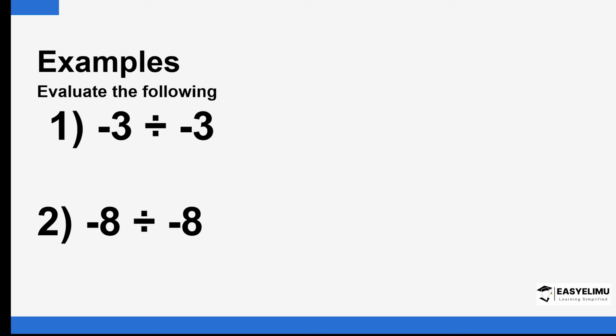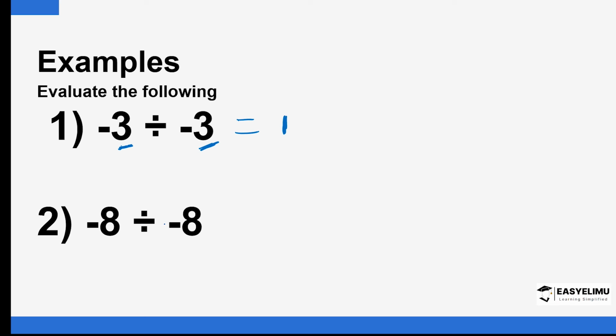So in this first example here, we have -3 and -3. Same signs, so the answer must be positive. So you just divide: 3 divided by 3 is 1. Positive. Why is it positive? Because the signs are the same. See that. So for the division, just divide 3 by 3, 1.